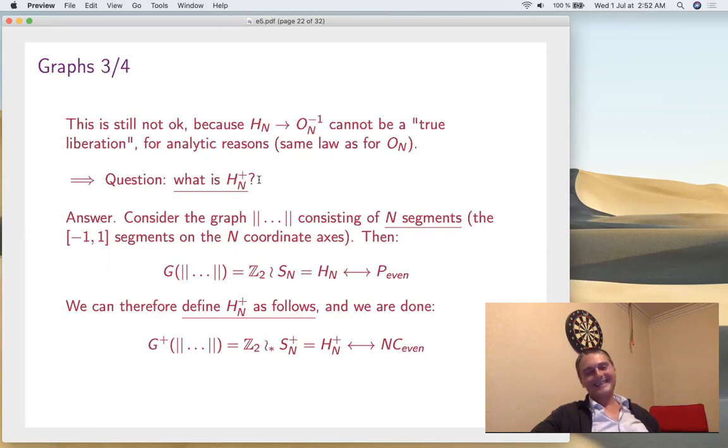And here the idea is the following. Hn is the symmetry group of the cube, but it's the same as the symmetry group of the coordinate axes in Rn, right? If you rotate these axes, the cube will rotate too.